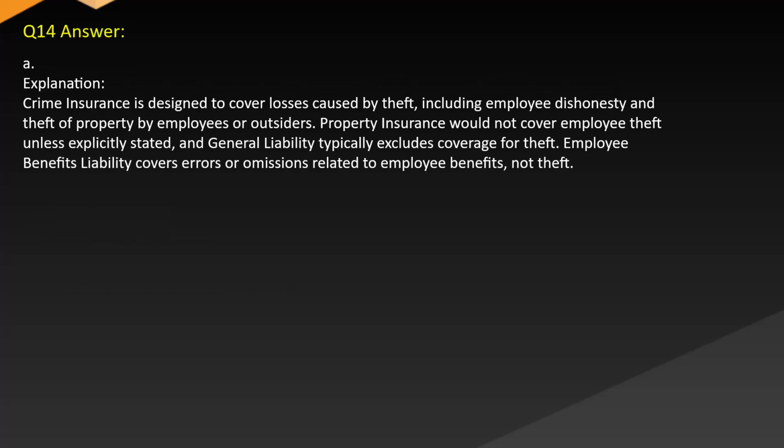Answer. An explanation. Crime insurance is designed to cover losses caused by theft, including employee dishonesty and theft of property by employees or outsiders. Property insurance would not cover employee theft unless explicitly stated, and general liability typically excludes coverage for theft. Employee benefits liability covers errors or omissions related to employee benefits, not theft.